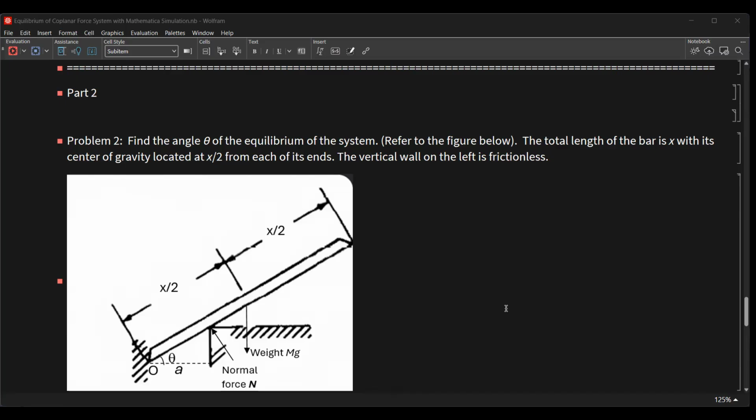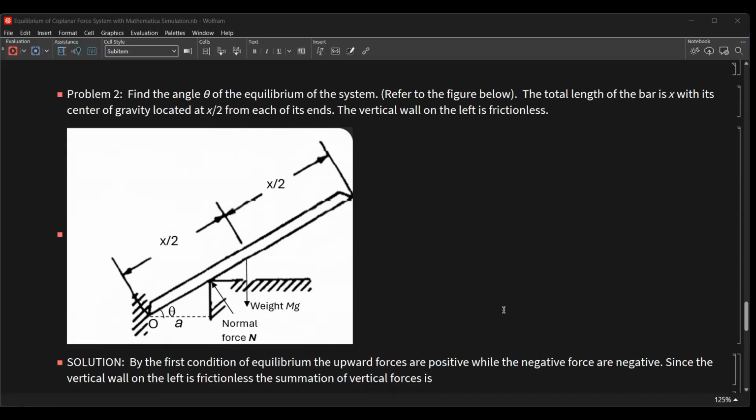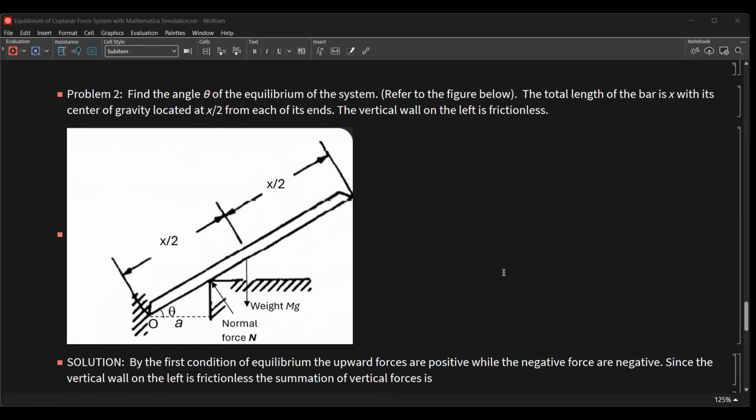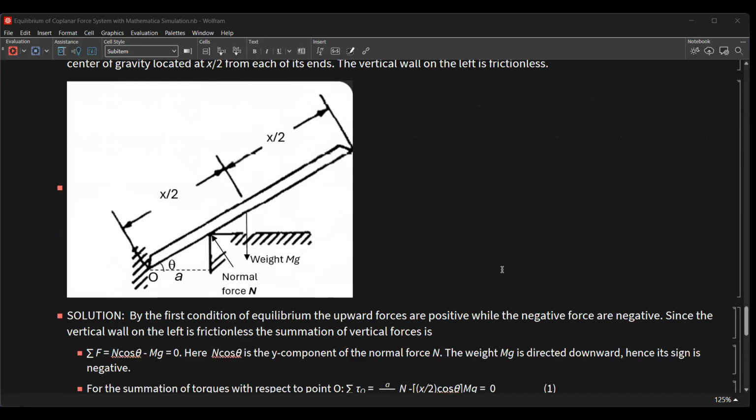Okay, so find the angle of the equilibrium of the system. Refer to the figure below. The total length of the bar is x with its center of gravity located at x over 2 from each of its ends. The vertical wall on the left is frictionless.